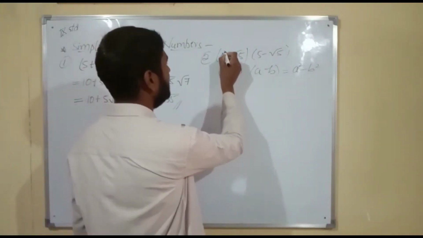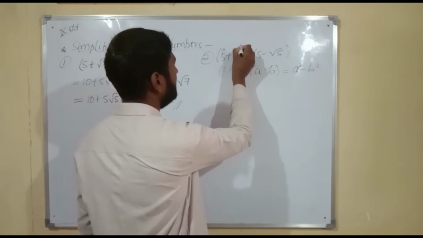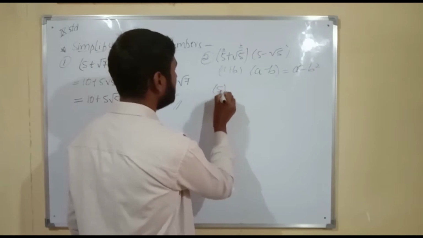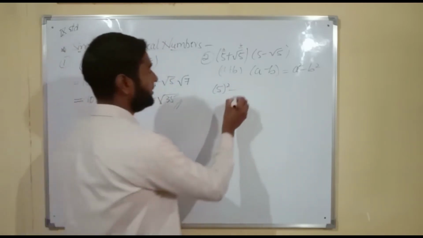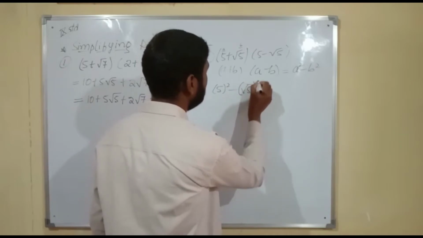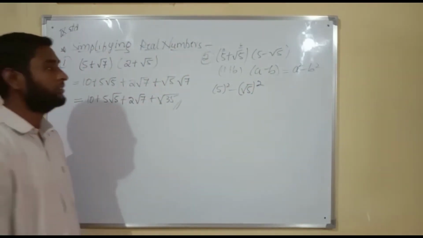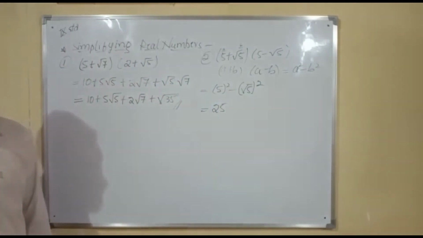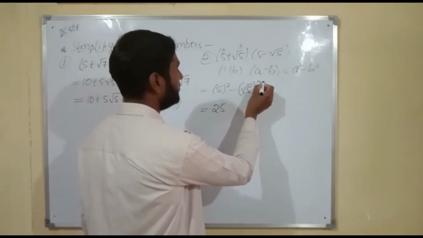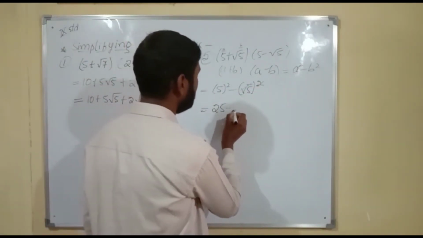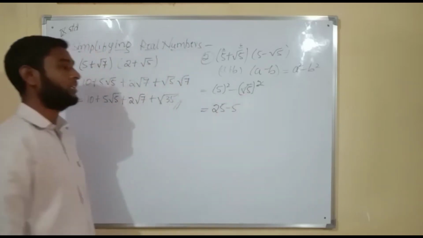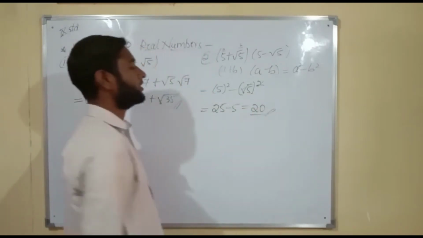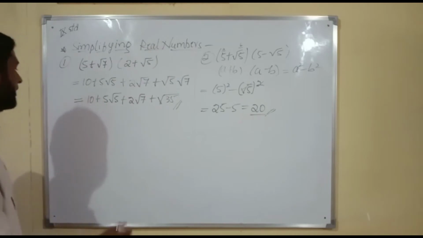See, what is the a here? A is 5, b means root 5. A square means 5 square minus b square means root 5 whole square. 5 5s are 25. Here the root will get cancelled, minus it is 5. What it means here? 5 remains. 25 minus 5 is nothing but 20. This is the way how to simplify the real numbers.